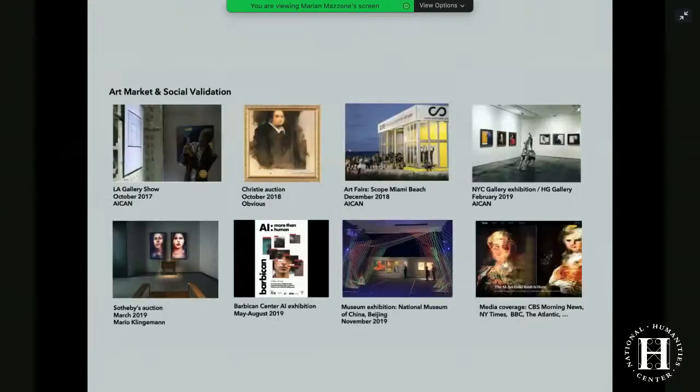And I just want to mention that AI has been around the last few years and has been part of the debate, with many exhibitions and many auction houses showing AI works, and that generated a lot of debate in the art market about the role of AI. Even the Barbican Centre had an exhibition of AI art in London in the summer of 2019, and the National Museum of China in Beijing has an exhibition on AI art. So it has been more and more in the public domain, and the debate is continuing.